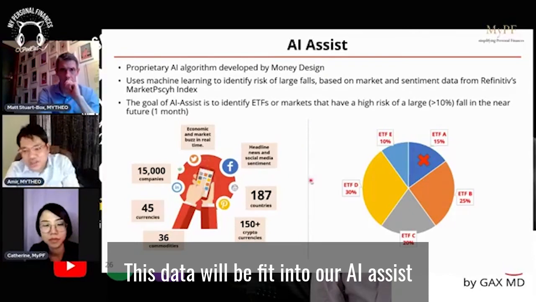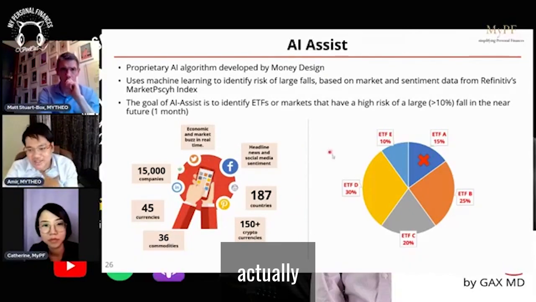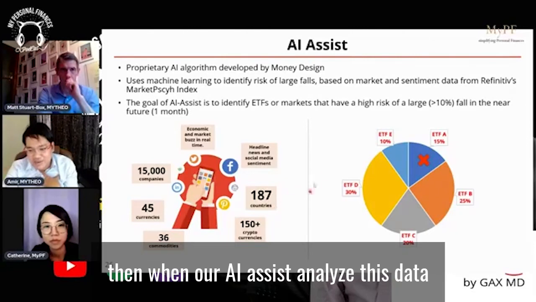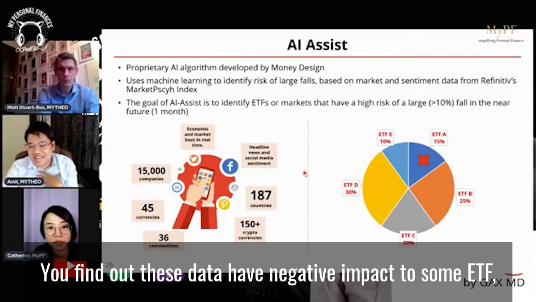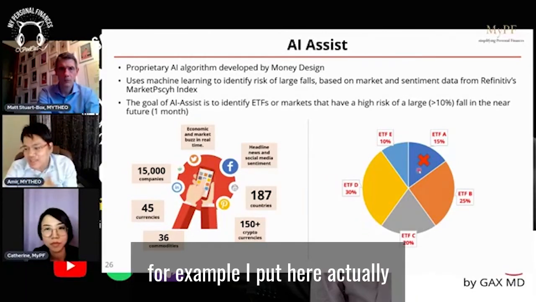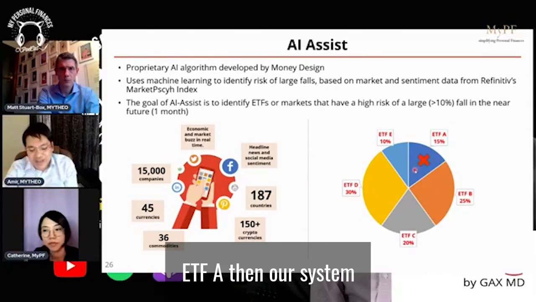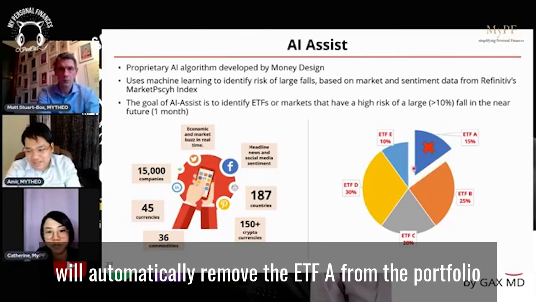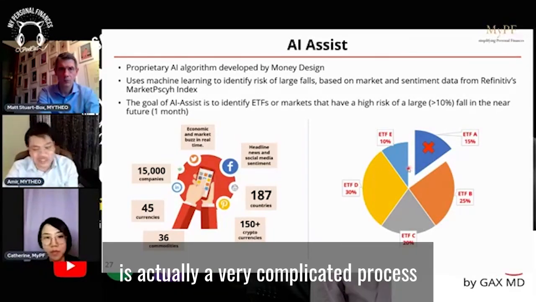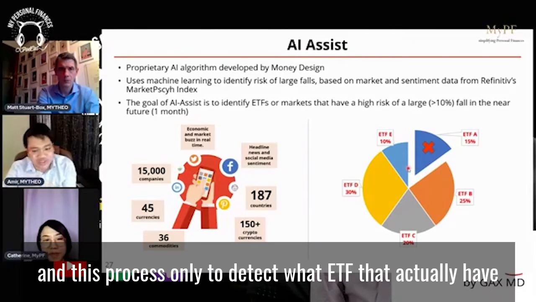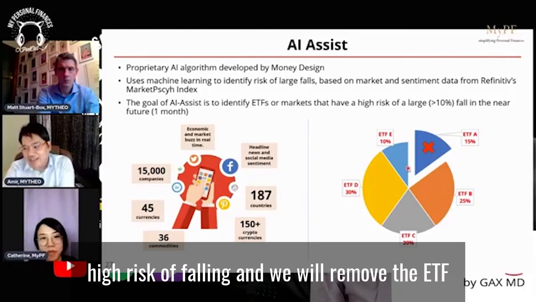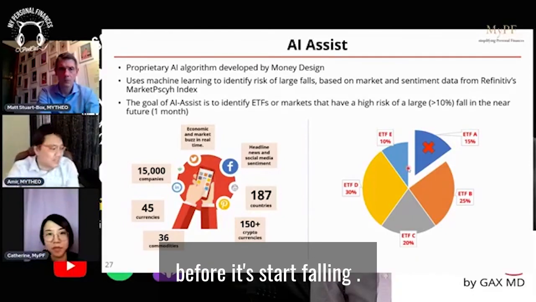This data will be fed into the AI assist algorithm that we developed. When our AI assist analyzes this data, it finds that the data has a negative impact on some ETF inside our portfolio. In my example, I put ETF A here. Then our system will automatically remove ETF A from the portfolio. As easy as that. It's actually a very complicated process, and this process is only to detect which ETFs have a high risk of falling, and you remove the ETF before it actually starts falling.